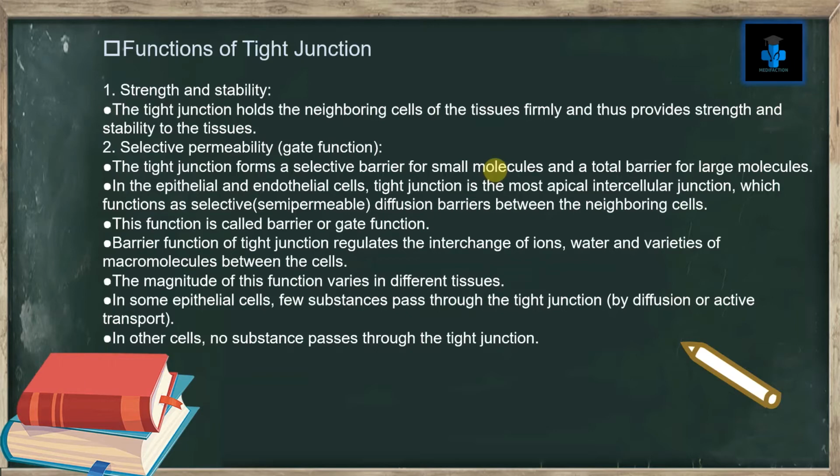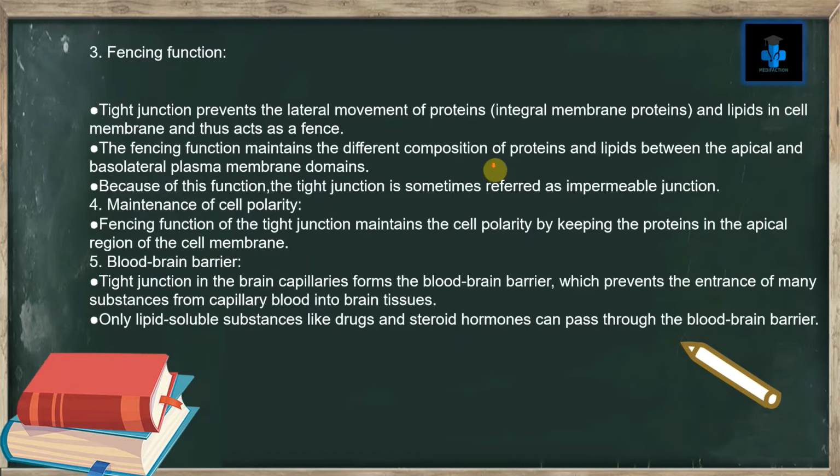In some epithelial tissues or cells, few substances pass through the tight junction. That will be by diffusion or active transport. In other cells, no substance passes through the tight junction.